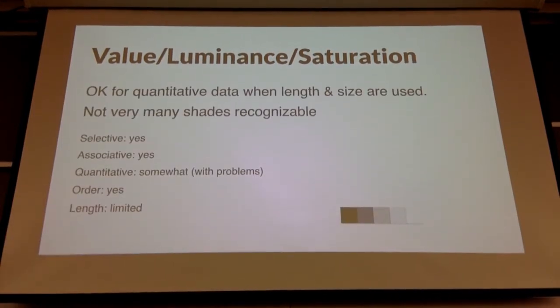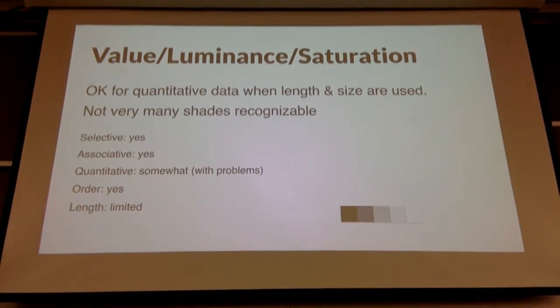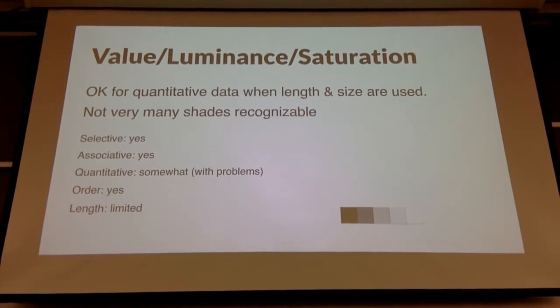Then we have value, luminance, or saturation. So basically, how bright or dark something appears as a color. This is okay for quantitative data when length and size are already used, but it's also really tricky to recognize many shades. I can easily tell apart 50 different positions or lengths, but I have a hard time telling apart 7 or 8 or 10 shades of gray. So the length here is quite limited, but it's somewhat quantitative, although there are problems, and it is ordered. So clearly not quite as good a channel as position and length.